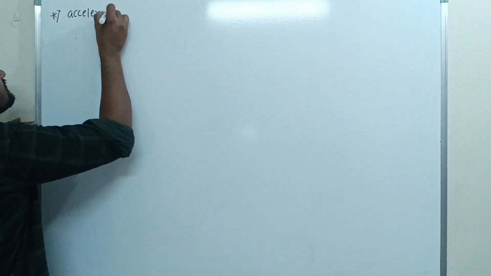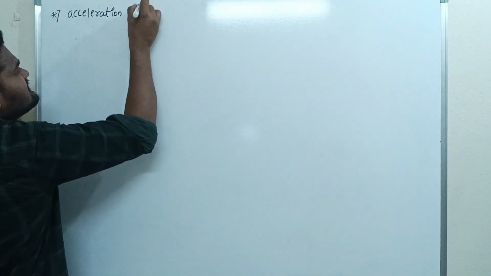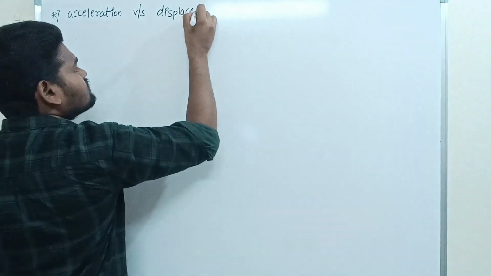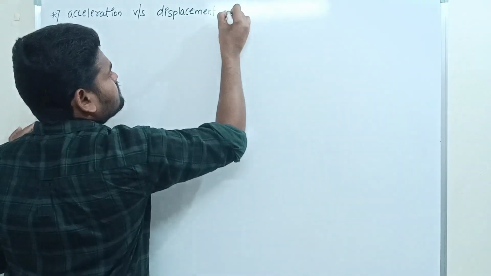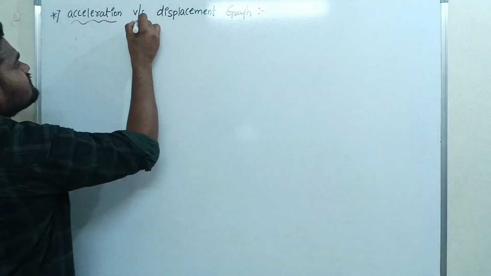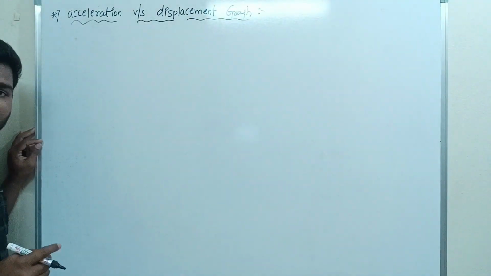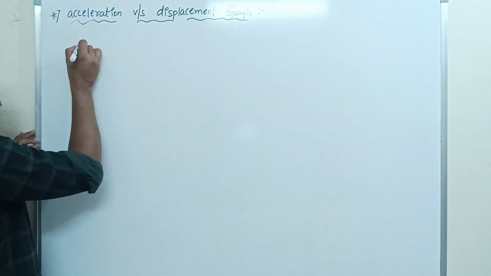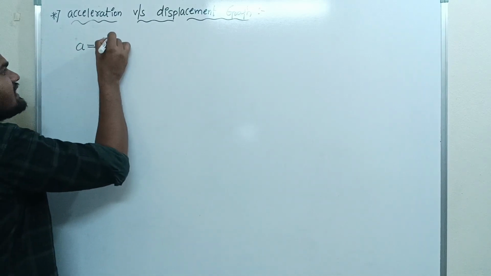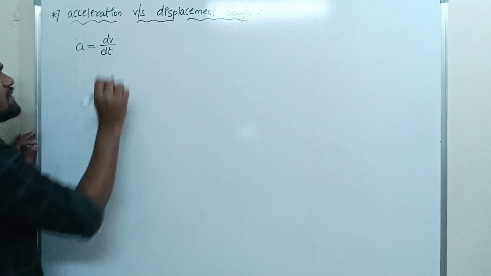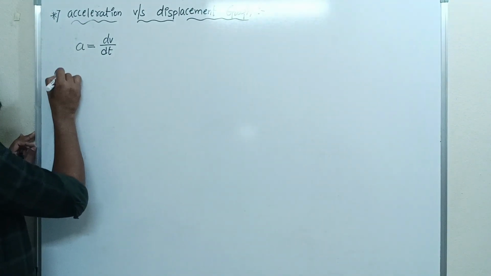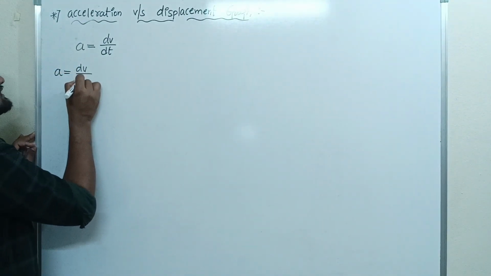Acceleration versus displacement graph. Have a look. I'm taking the same equation for acceleration. What is that? The rate of change of velocity, dv by dt, is called acceleration. I'm just multiplying and dividing this equation with dx.